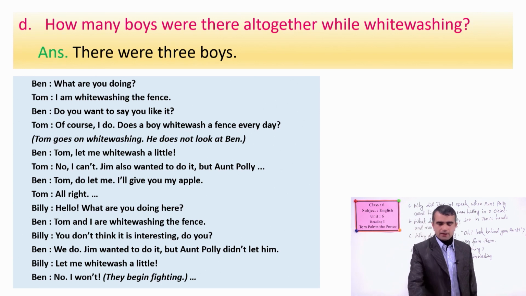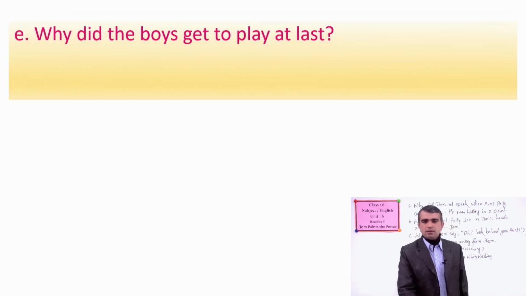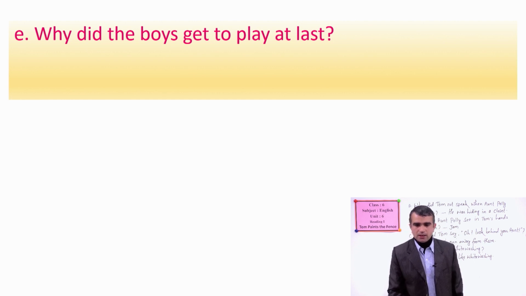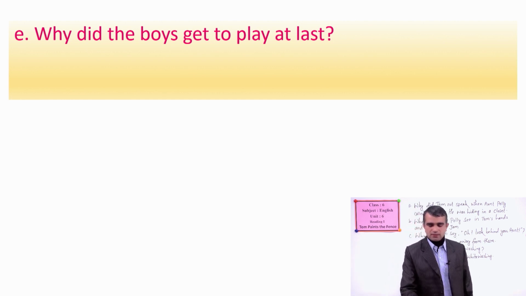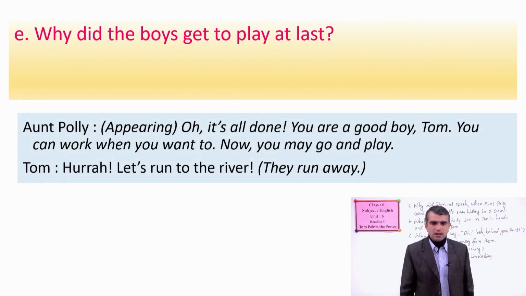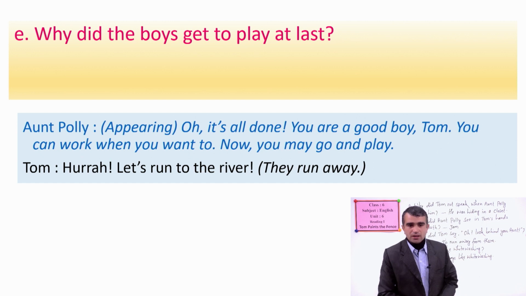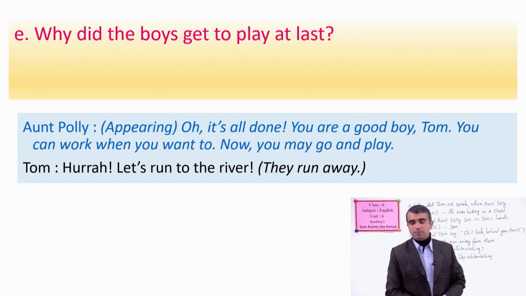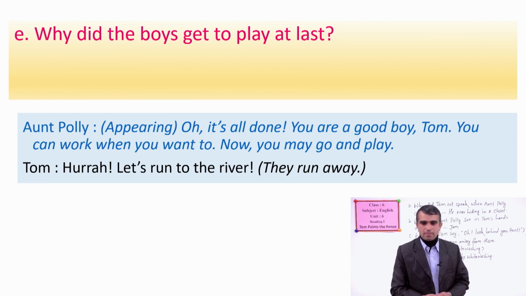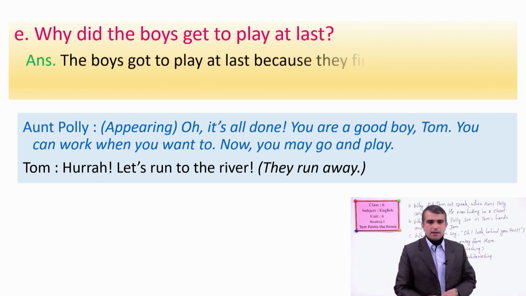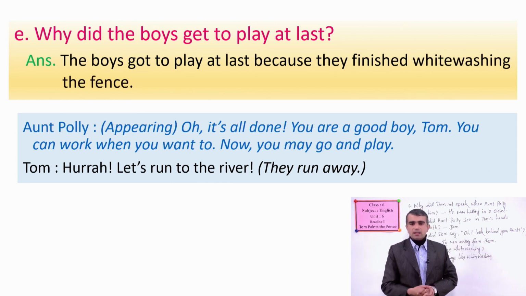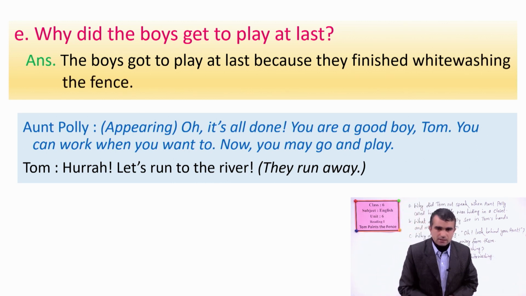Okay, now next question. Why did the boys get to play at last? See here. Aunt Polly came there and then she said, oh, it's all done. You are a good boy, Tom. You can work when you want to. Now you may go and play. Why did they go out to play? Aunt Polly was happy and they completed their work. Yes, and then they went to play. The answer is the boys got to play at last because they finished whitewashing the fence.